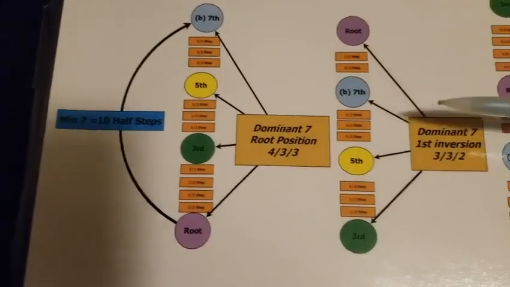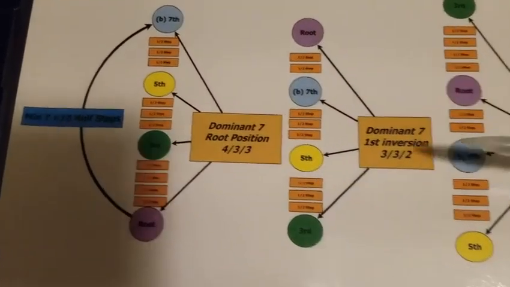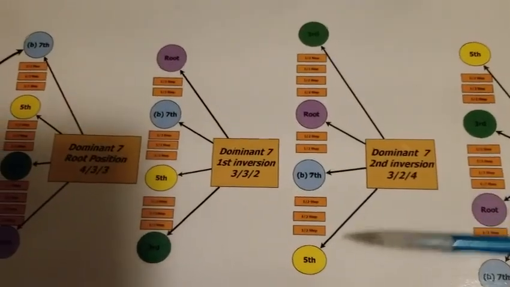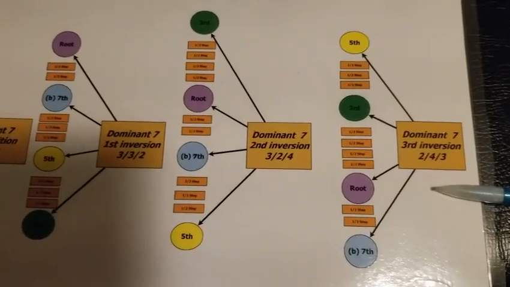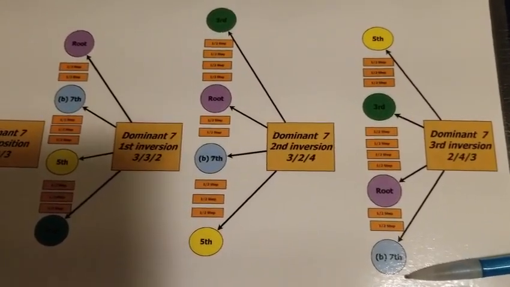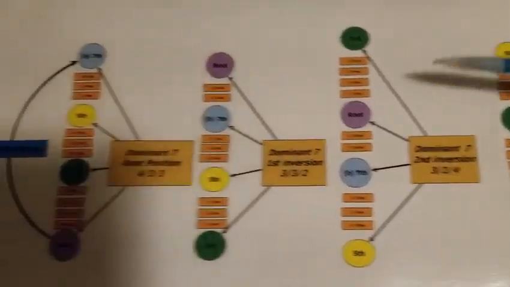Again, we have the inversions. First inversion, bringing the root to the top, leaving the 3rd on the bottom. The second inversion will be the 5th on the bottom, and the 3rd inversion, there are 3 inversions on the 7th chord, leaves the 7th on the bottom. You have your 7th, root, 3rd, and 5th, like this.